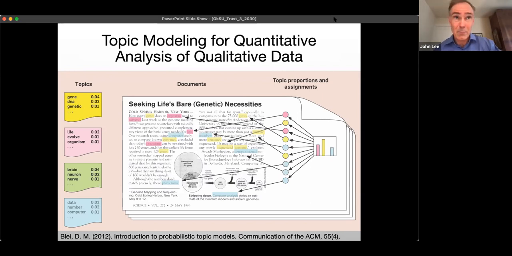Here's an example of some of those topics: gene, DNA, genetic versus brain, neuron, nerve. Different topics, different clustering of words. Those topics are distributed across documents. So a given document might talk about genes and genetics, another document about brains and neurons and nerves. Okay, so that's the basic idea of topic modeling. It allows you to look at probabilities of words across topics and probability distributions of topics across documents.